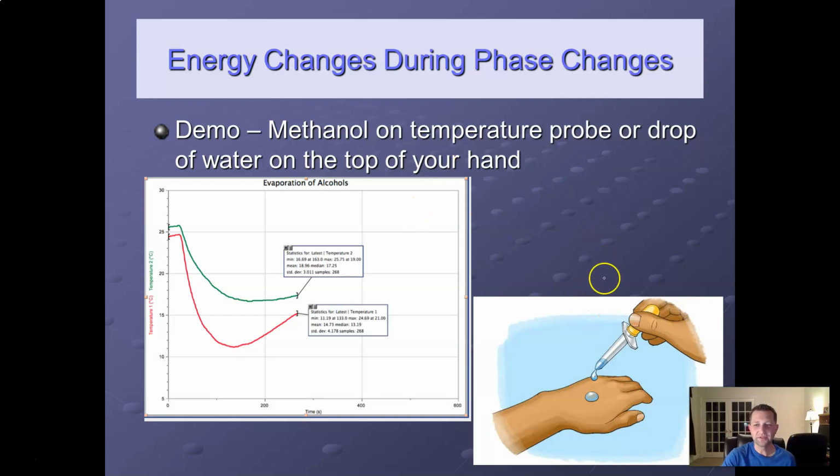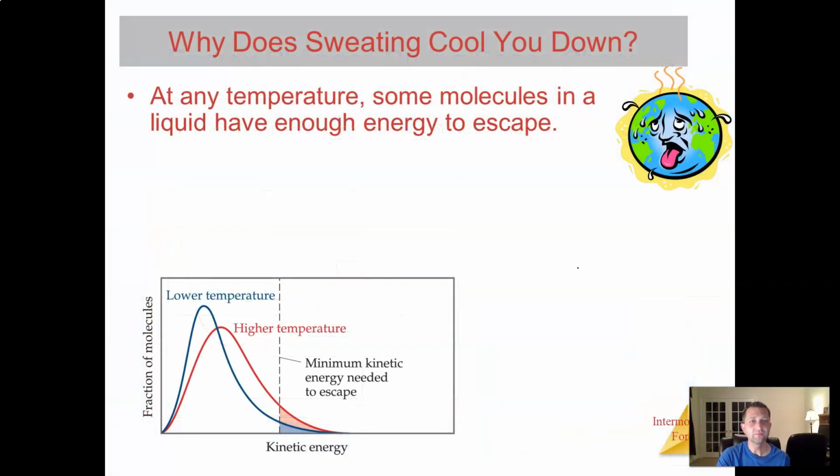One of the last things we're going to talk about is what happens to some of the energy during these phase changes. If we're in school, I could take some methanol, which is one type of alcohol, put it on a temperature probe, wave it around, and see what happens. Or if you're at home, just take a drop of water, put it on the top of your hand and blow on it. What do you notice? You'll probably notice that your hand feels cold. Why is that?